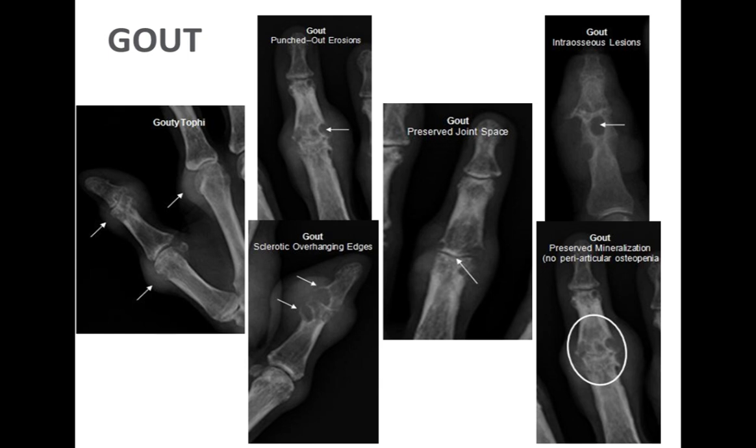Of course, gout, you have preserved mineralization. There's no periarticular osteopenia unless there may be a secondary incited synovitis created, or the patient may have two different diseases such as inflammatory arthritis and gout.